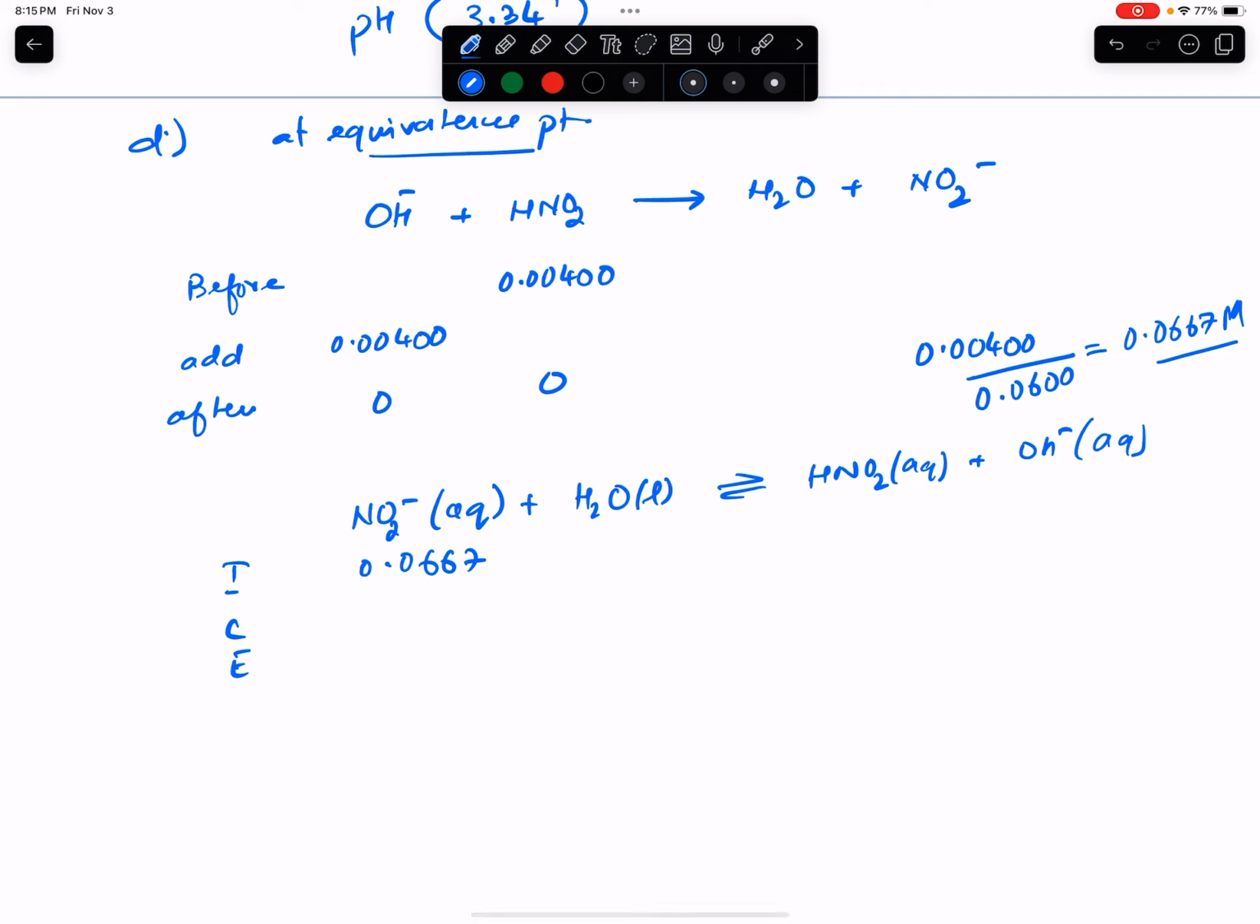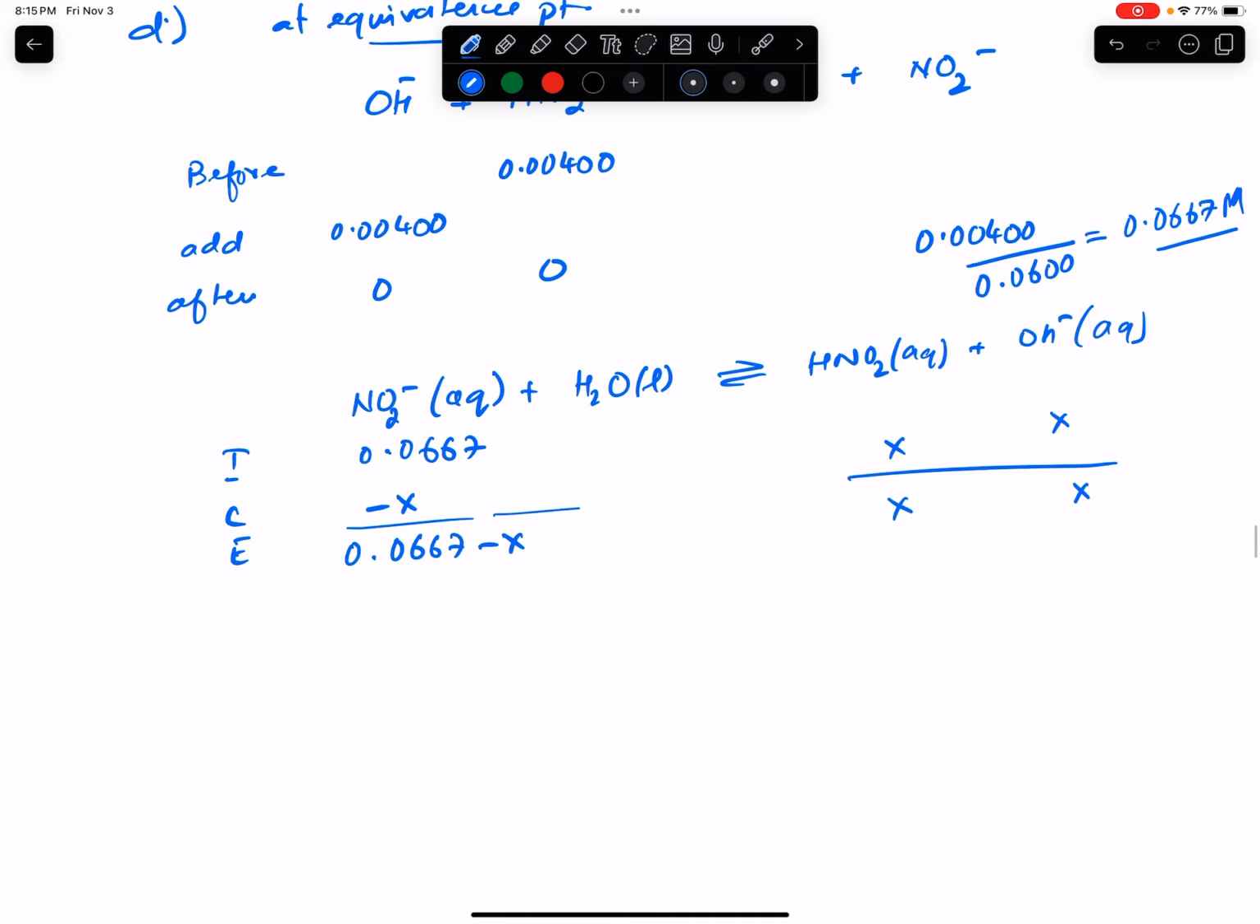So let's put that in here, 0.0667 molar. The change is going to be minus x, and then we have x and x, and at equilibrium we have 0.0667 minus x, and then x and x. Since this is the equilibrium for a base, NO2 minus, its Kb is equal to x squared over 0.0667 minus x.